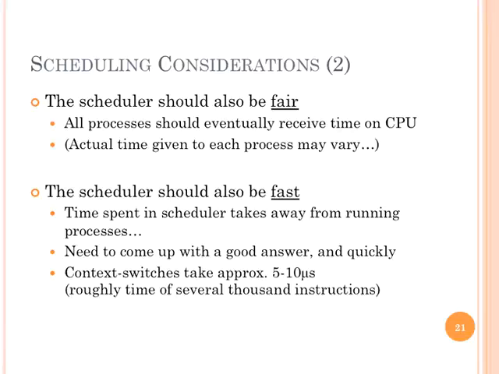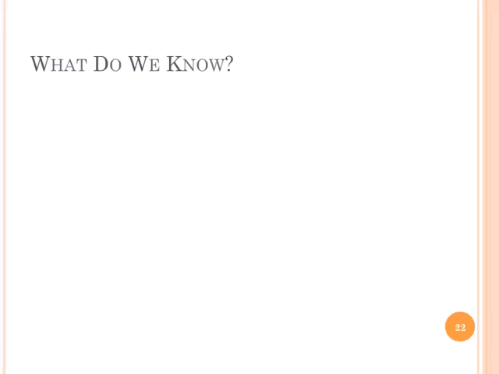We want to avoid context switches if we can. The more time we spend context switching, the less time we spend running programs. So you can see that somewhere in that 5 to 10 microseconds, there should be a little call to the scheduler to figure out who to go next. That's kind of the upshot of this.